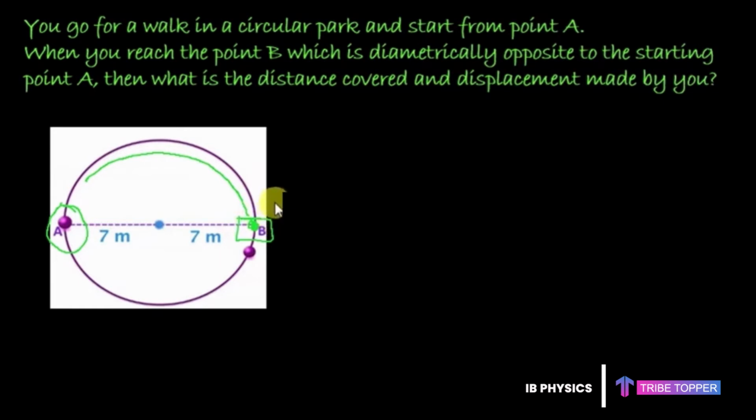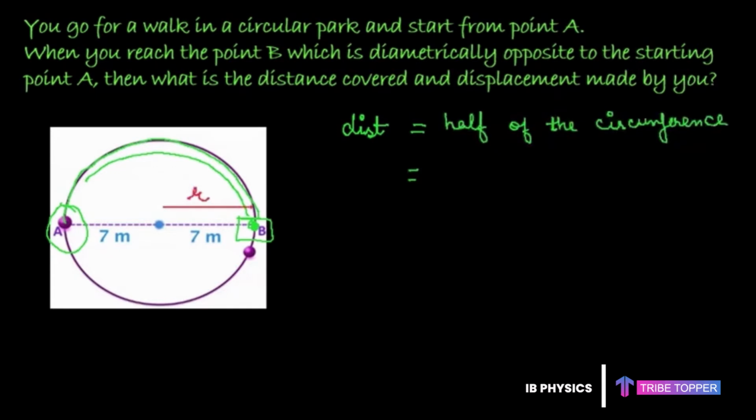So now carefully see and try to understand the difference between distance and displacement here. See, the distance covered will be the length of the path you are following. Now, what length are you following here? You go from A to B. The length is equal to half of the circumference of this path. So your distance is half of the circumference of this circular park. And if the radius is r, then the distance covered is pi r.